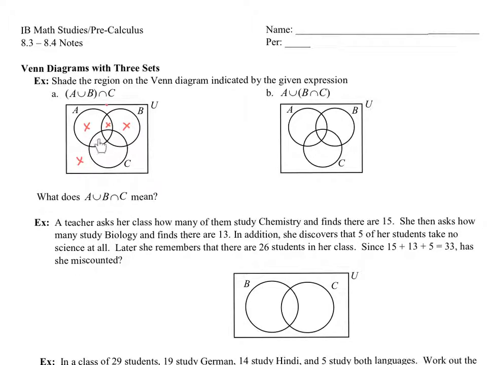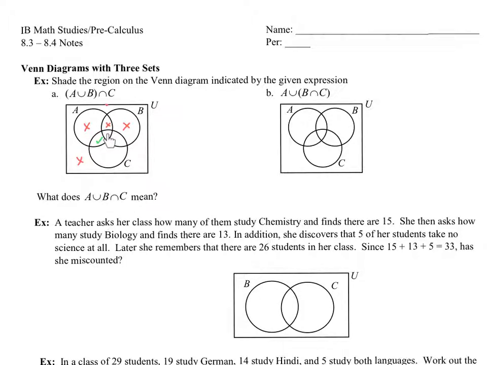So as I look at this area, it is in the union of A and B, because to be in the union of two sets, an element just has to be in one set or the other or both. So this area is in the union of the two sets. It is also in C, so it's in the intersection of these two sets. So I'm just going to put a little check mark there. I know I want to shade that.